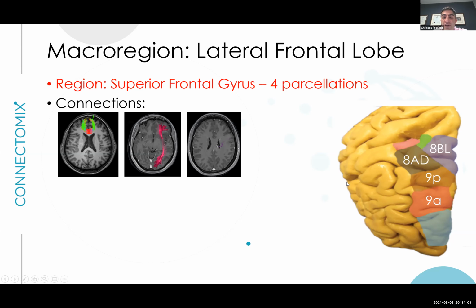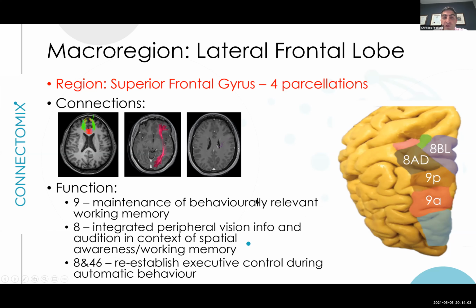the inferior frontal gyrus. When we're looking at function, the 9 areas, they're responsible for maintaining a behaviorally relevant working memory. The 8 areas, they're very important in spatial working memory. And what 8AD and 8BL do is they integrate peripheral vision and audition in order to create a spatial map and integrate that with our spatial working memory.